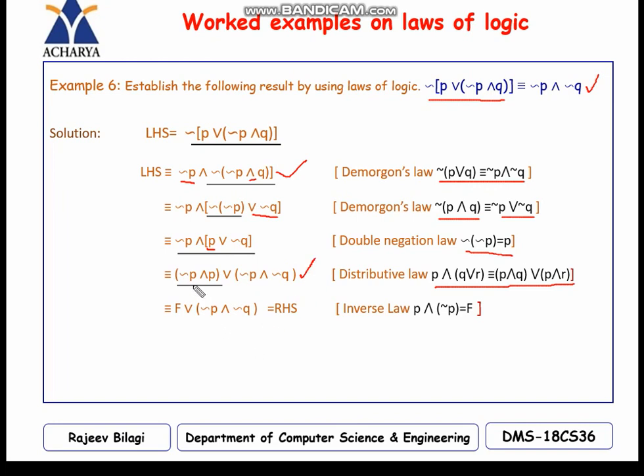Now P and ¬P is F. This is the inverse law. F or (¬P ∧ ¬Q) is again the RHS. You will get ¬P ∧ ¬Q. You know that F or operator with P is again P, so it is another law. This is how you are going to prove logical equivalences using the laws of logic.